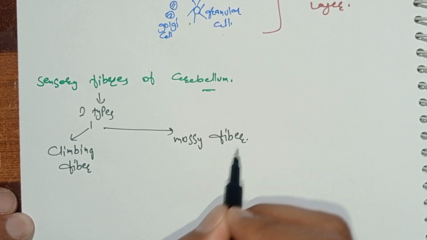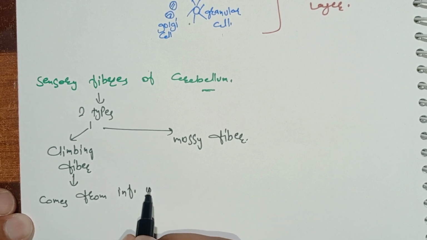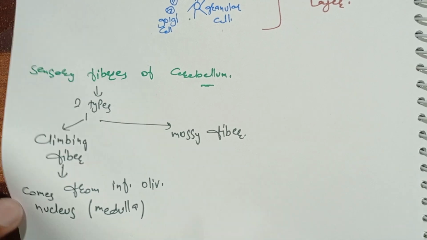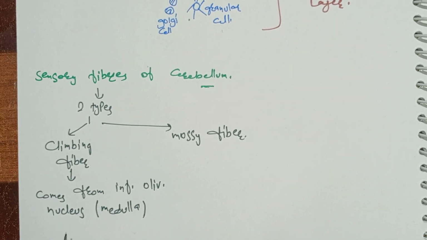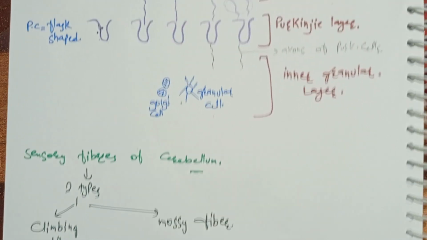So let's first talk about the climbing fiber. This climbing fiber comes from the inferior olivary nucleus. Where is this inferior olivary nucleus? It's located in the medulla. And then they go to one Purkinje cell.